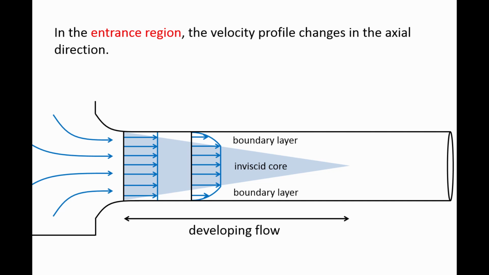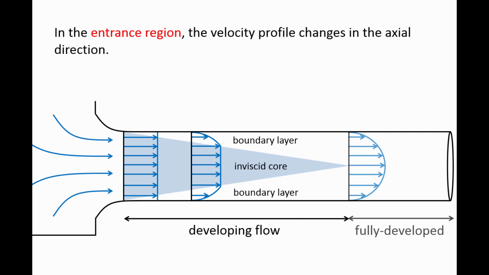Inside this boundary layer, there are significant velocity gradients and significant shear stress. But at the core of the velocity profile, the velocity gradients are still small and the velocity profile remains approximately uniform. We call the core inviscid because there is negligible shear stress in this region. As the flow continues through the entrance region, the velocity profile changes in the axial direction and the flow is said to be developing. At the end of the entrance region, the boundary layer has grown to encompass the entire flow. Shear stress exists throughout the entire velocity profile, and the flow is now said to be fully developed.